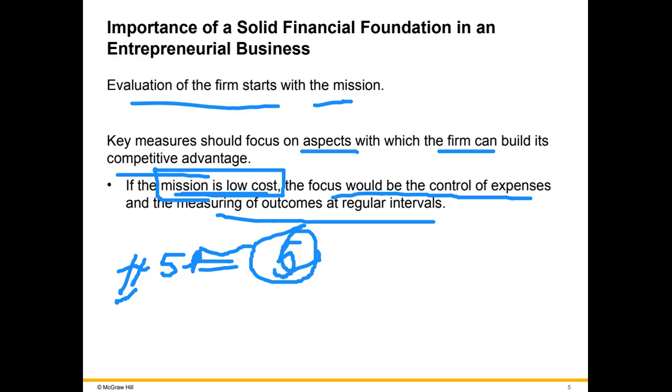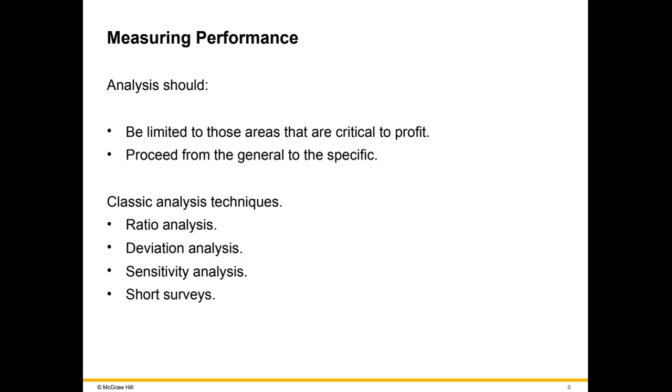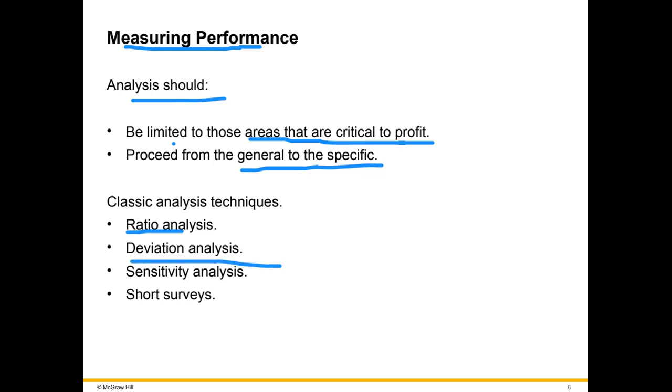Okay, so how can we measure the performance of our business? Analysis should be limited to those areas that are crucial for profit. So we should proceed from general to specific. We have different kinds of analysis techniques in finance, which help us to understand the business health. So we conduct ratio analysis, deviation analysis, sensitivity analysis, and short analysis.